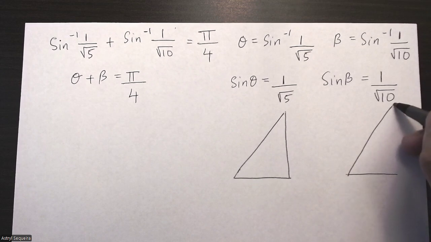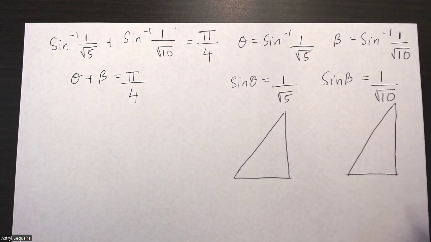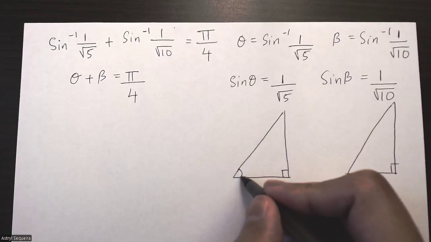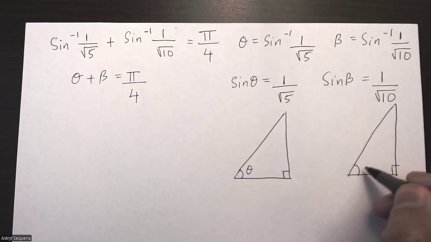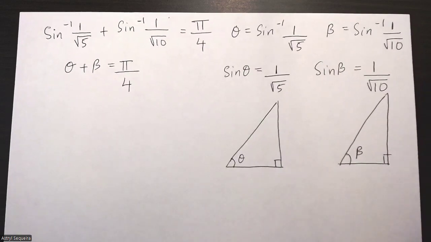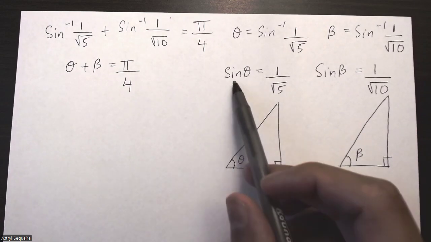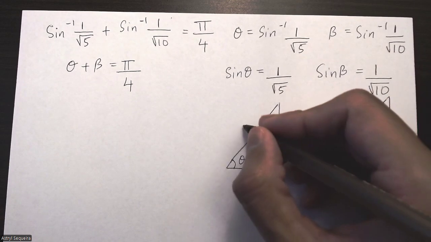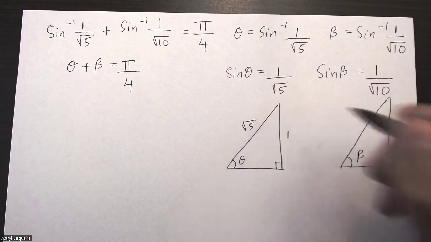Draw my two triangles like this to begin with. Make the right angles over here. I'll just make the bottom over here theta and the bottom over here beta. It doesn't really matter if you make the bottoms or the tops, but just stay consistent. So sine is opposite over hypotenuse. So my opposite is 1 and my hypotenuse is root 5.